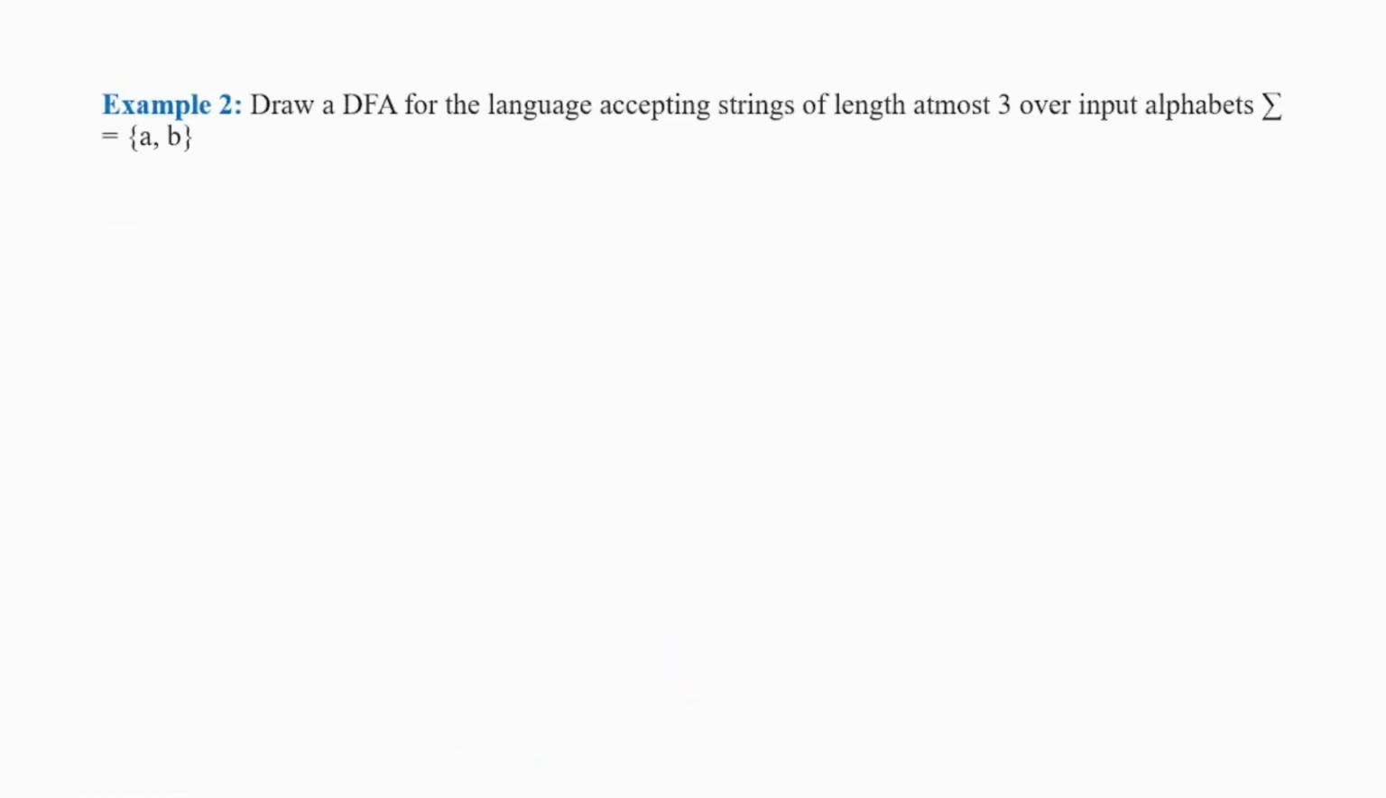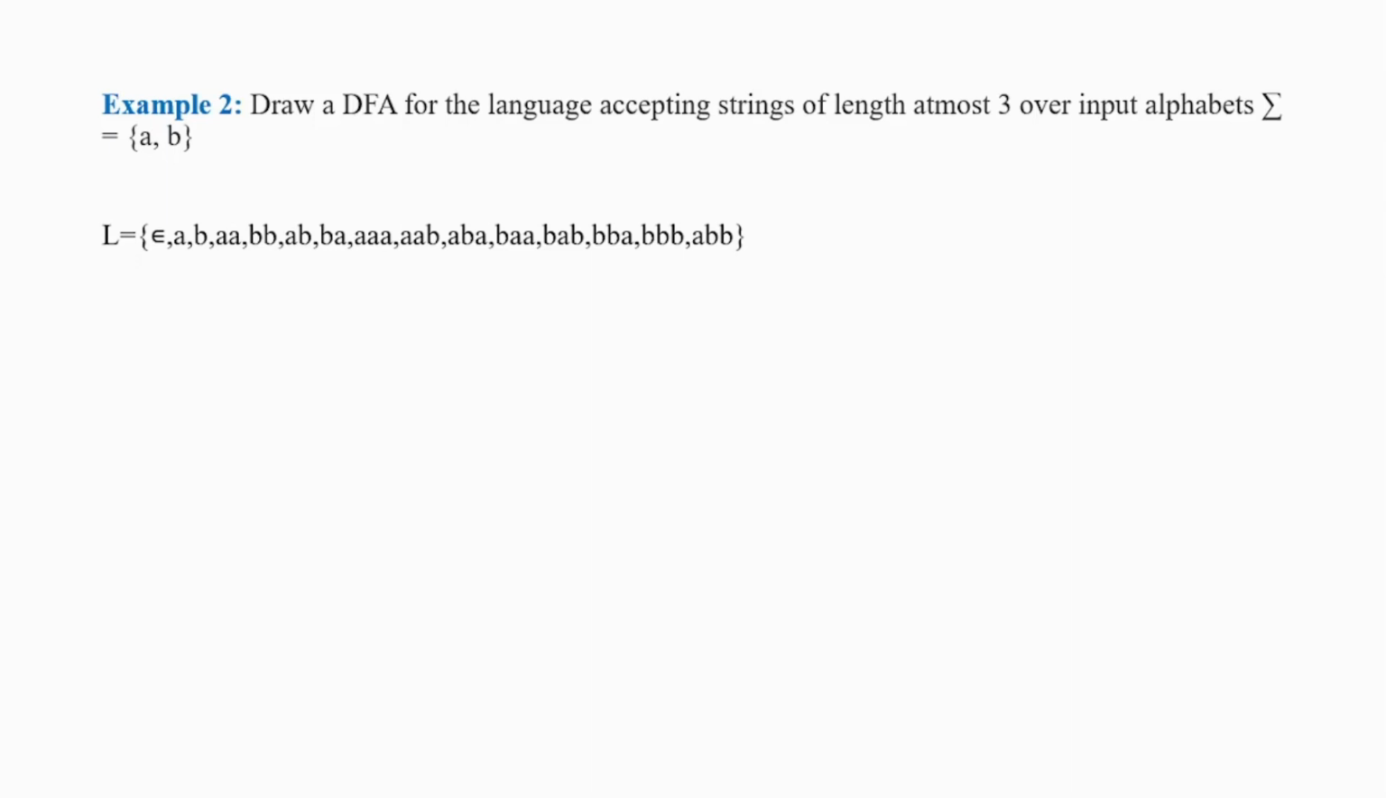The next question is, draw a DFA for the language accepting strings of length at most 3. The condition is at most 3. So the language contains the empty string. Okay, the length is 0, so it is the empty string. Then length 1, A, B, then length 2, then all the 3 length strings. So this is the language. Only when these strings are present, then only it will enter into the final state.